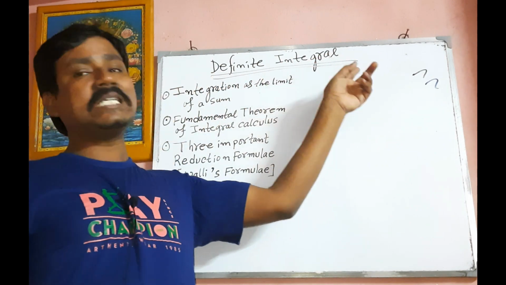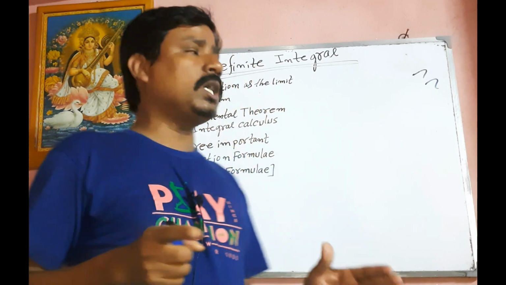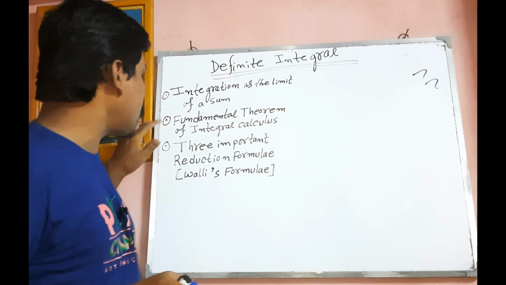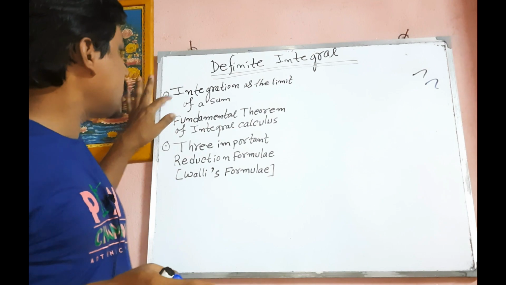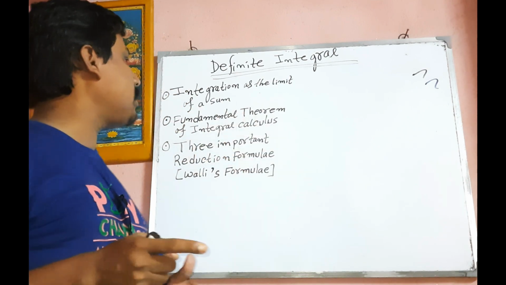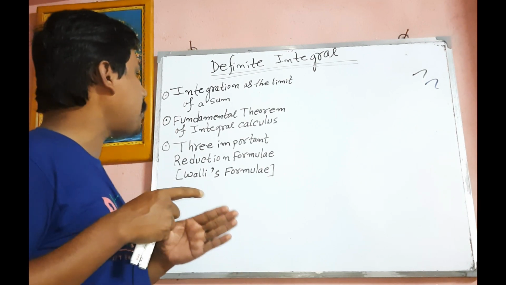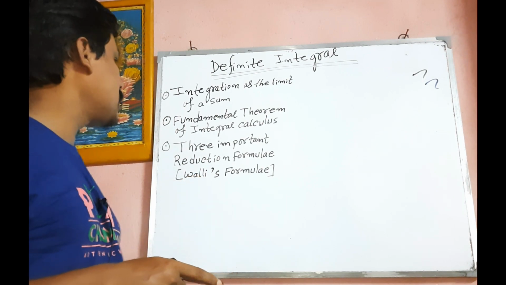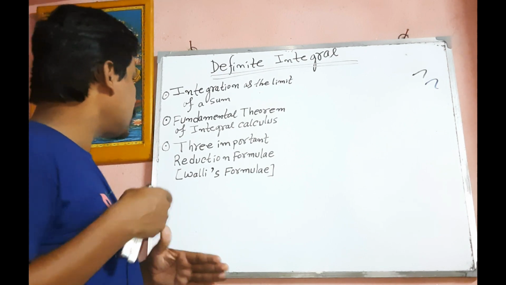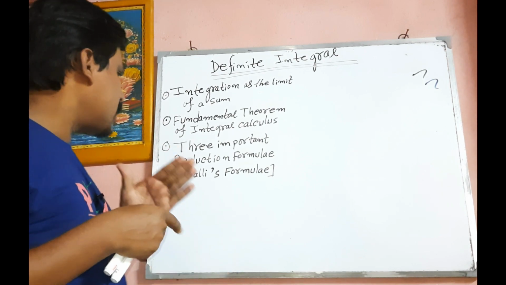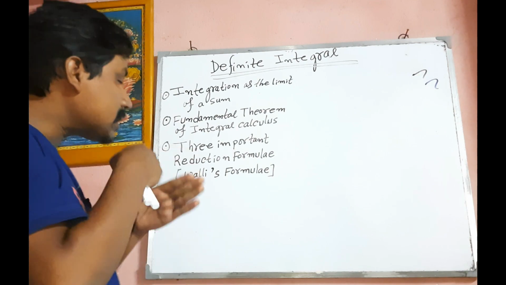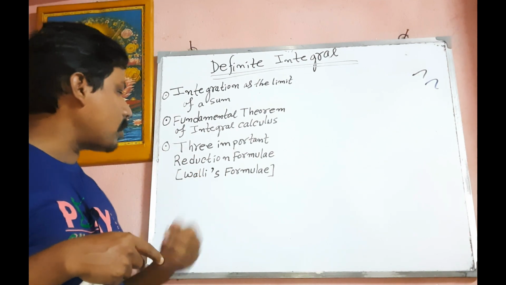Today we are discussing the 12th level chapter, and the chapter name is Definite Integrals. In this chapter, at first we are discussing the points one by one. The first point is integration as a limit of a sum. The second point is the fundamental theorem of integral calculus. And the third point is the three important reduction formulas, and the formula name is Wallis formula.